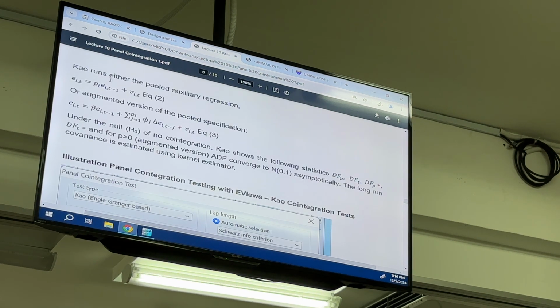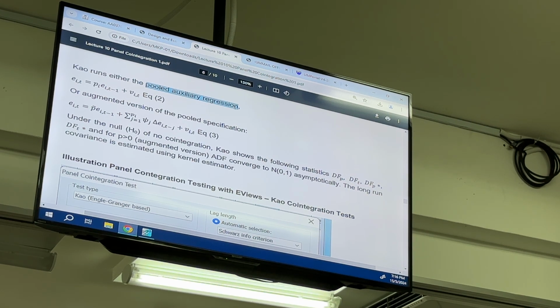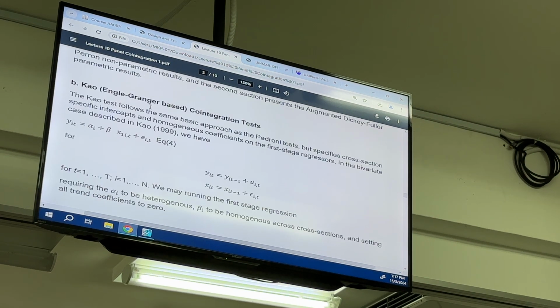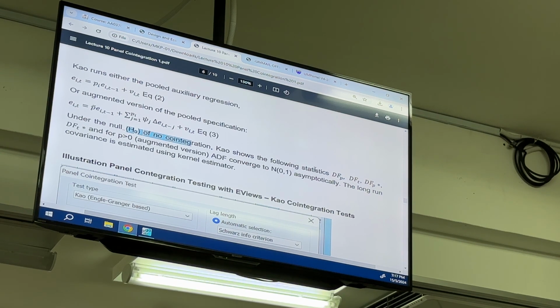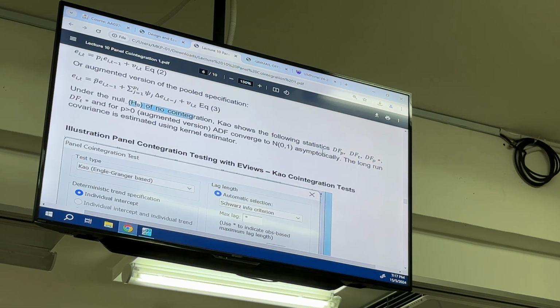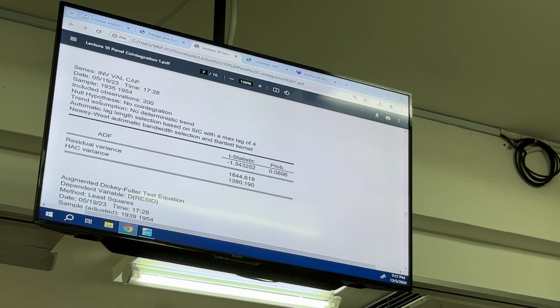So what does the Gao do? The Gao runs either the pooled auxiliary regression, so the residual against the lagged residual in the panel setting, and tests the rho here. So this residual, right? And also the augmented version, so again we have the changes for the lagged residual. So what is the H null? No cointegration. And this Gao, right, they have 1, 2, 3, 4, yeah, 4 statistics.